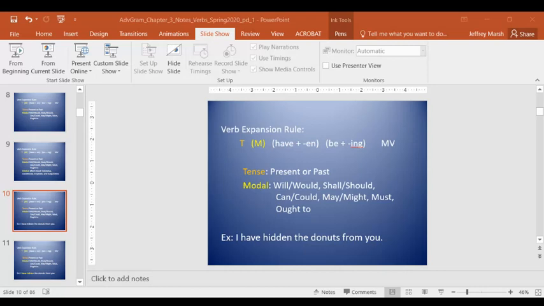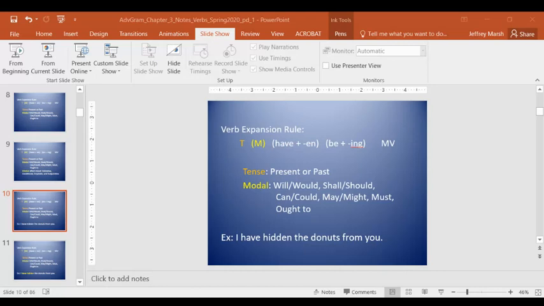The first thing I notice after my tense is M for modal. I'm ready to put my modal here. Do I have a modal? Well, I don't. "Have hidden" doesn't have a modal. There's no can, no shall, no could or would. If I look at my list of modals, it's not there. That's okay. Remember, it's optional. It's why there are parentheses. So I skip it and go to the next thing.